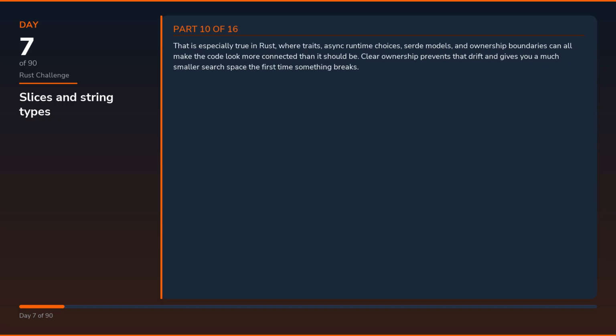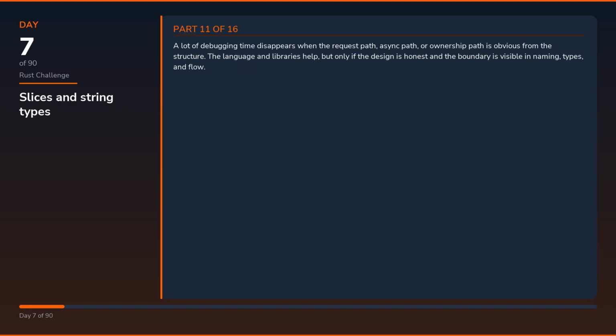That is especially true in Rust, where traits, async runtime choices, serde models, and ownership boundaries can all make the code look more connected than it should be. Clear ownership prevents the drift and gives you a much smaller search space the first time something breaks. A lot of debugging time disappears when the request path, async path, or ownership path is obvious from the structure.